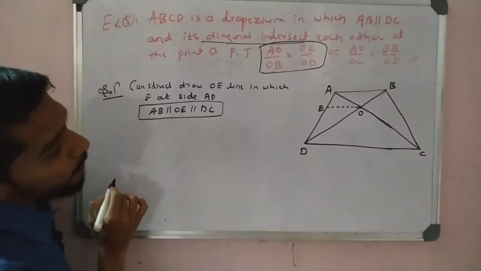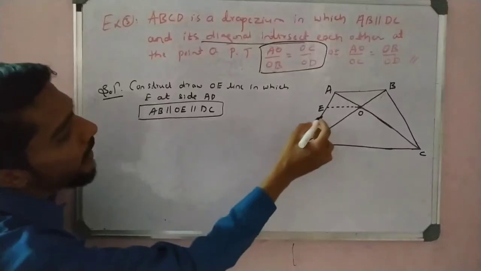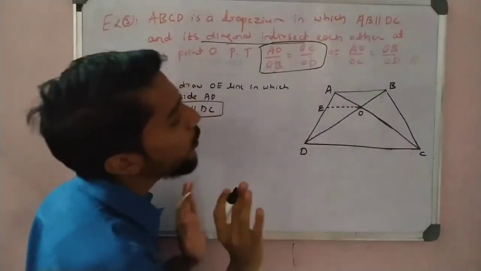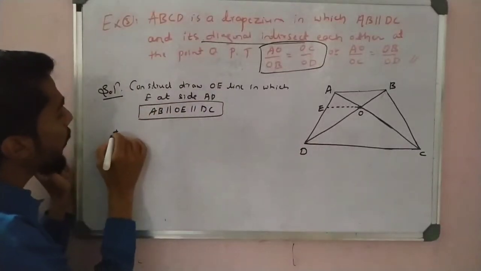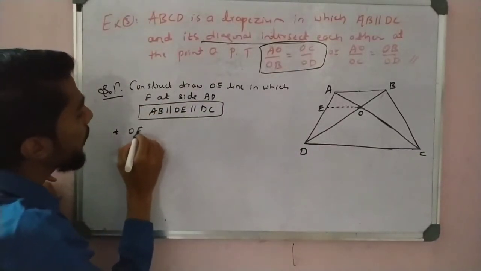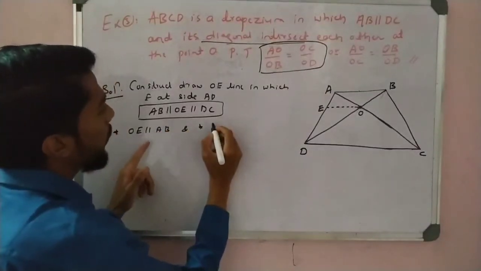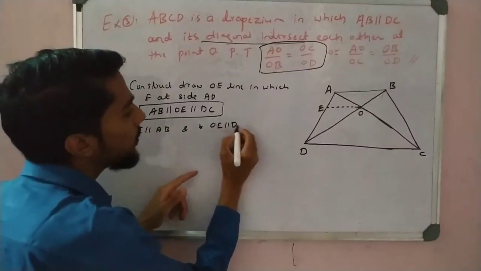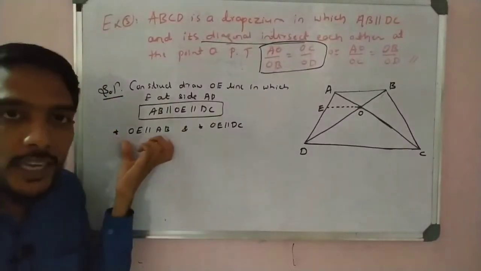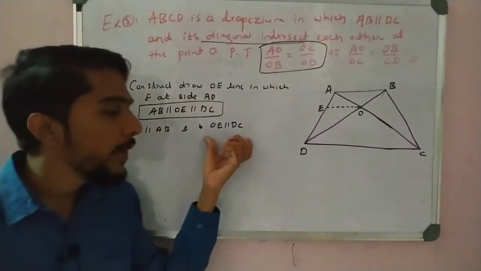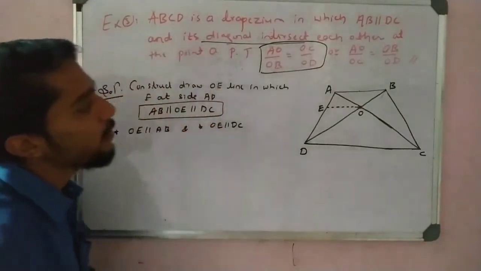Now let us see. I have two cases here. Case number 1 is OE parallel to AB, and the second case is OE also parallel to DC. Again simple, we get the answer. How? For case 1 I select a triangle, for case 2 I select a triangle, and comparing equation 1 and 2, we get the answer, right? Exactly. So let us see.